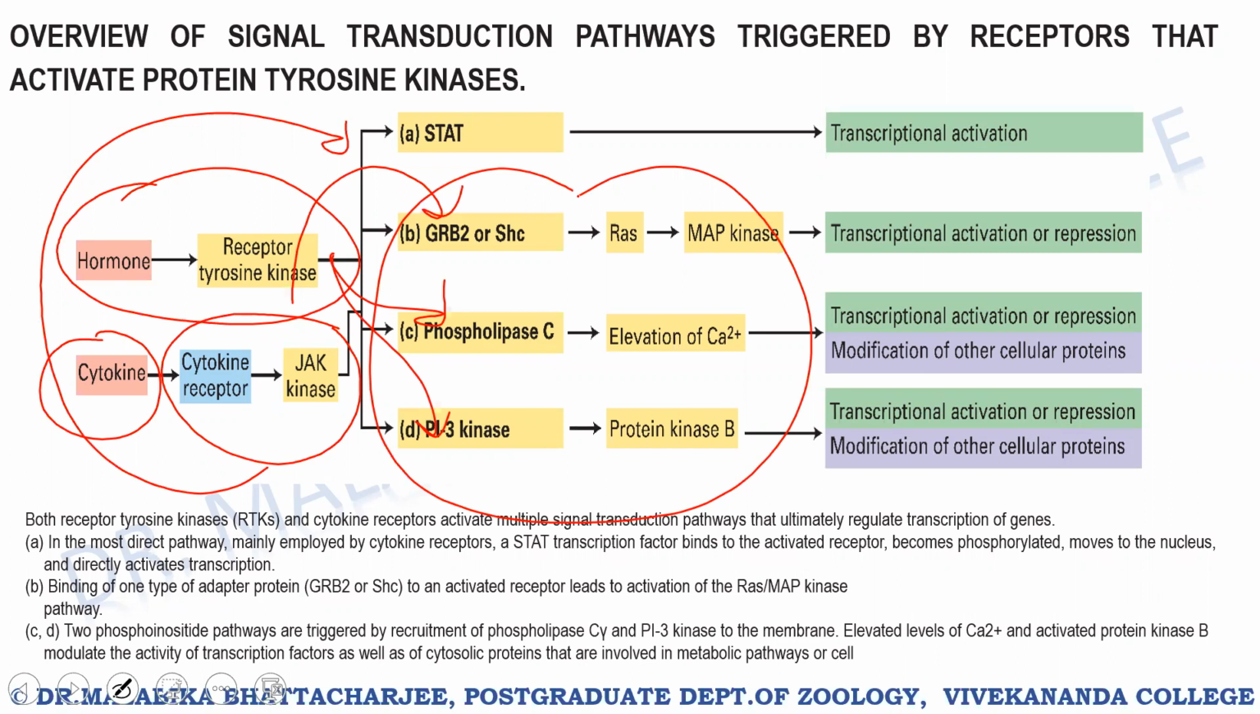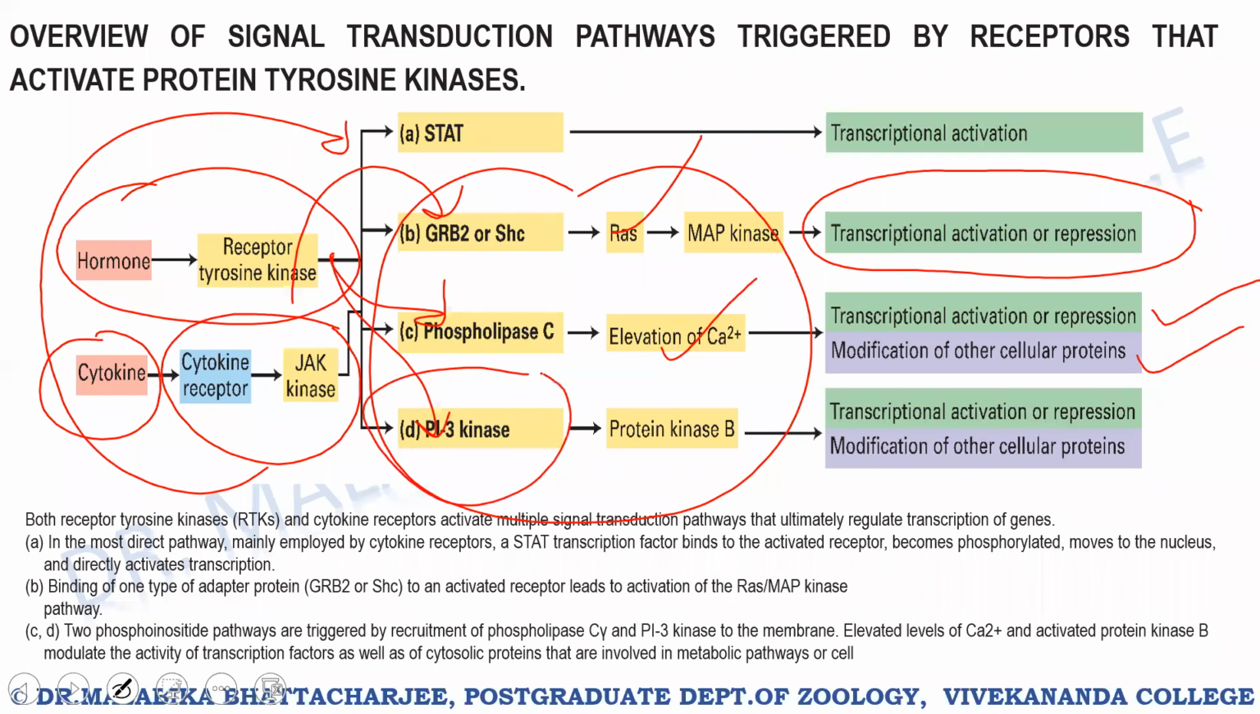In most cases, whatever the pathway is, remember the output is transcriptional activation or repression. If it is via the RAS pathway, or via the phospholipase C pathway where an increase of cytosolic calcium has occurred, it is again transcriptional activation or repression or modification of other cellular proteins. And if it moves through the PI3 kinase pathway, it is again transcriptional activation or repression or modification of other cellular proteins. So this was about the receptor tyrosine kinases.